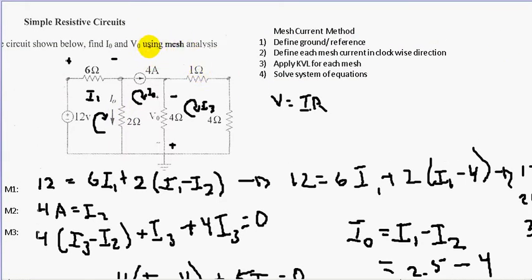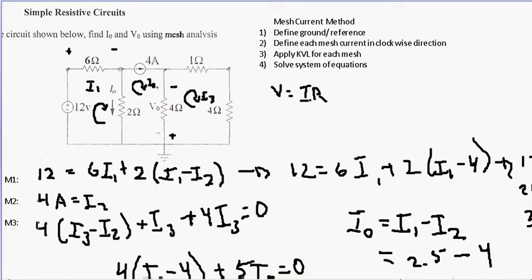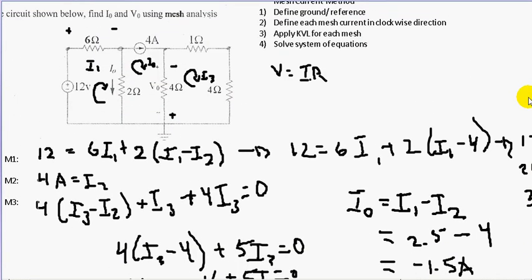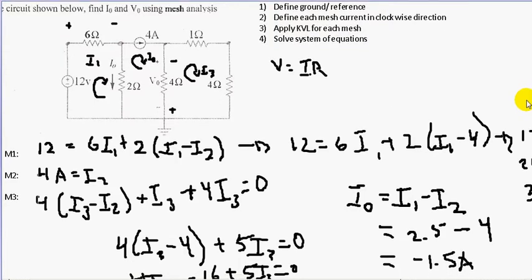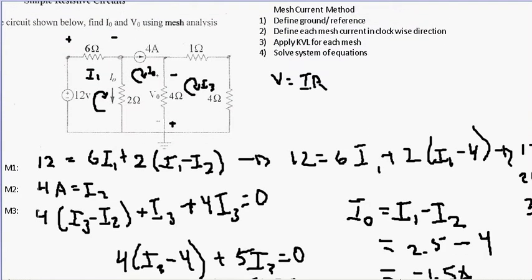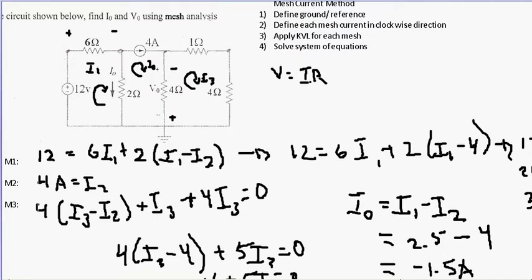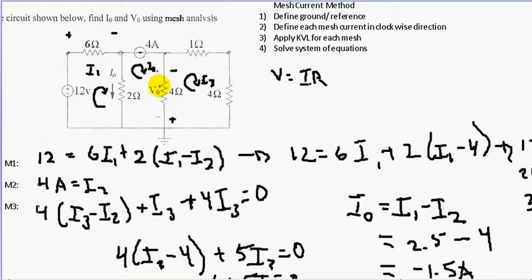And we need to find VO, which is VO here. Well, we can find the current through this resistor multiplied by its resistance, and then find VO. So from going down, plus to minus, VO is defined as plus here and minus here.